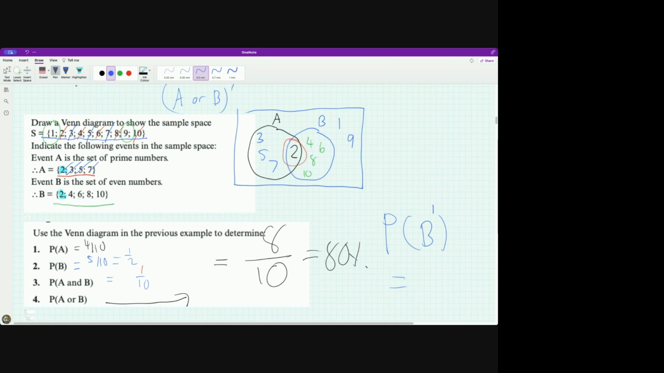So everything that is in B is here. So I can't get those items. I'm only counting the 1 and 9 and the 3, 5, and 7. Basically anything that is in the yellow region. So not in B is actually going to be 5 out of 10 items or a half. So not in B is just the yellow stuff. And there's 5 items in the yellow stuff.